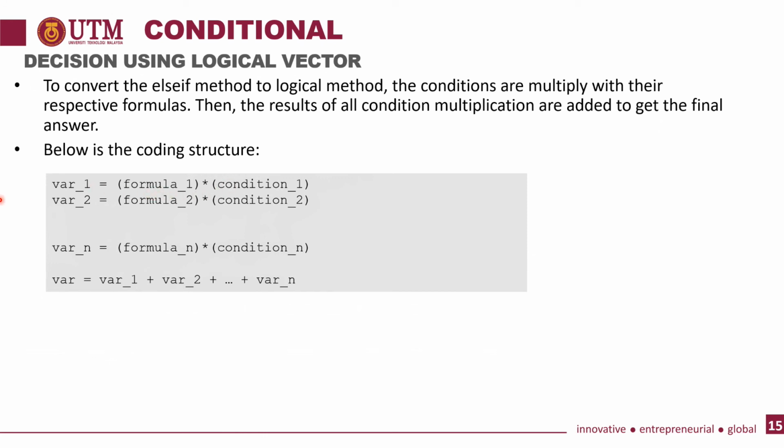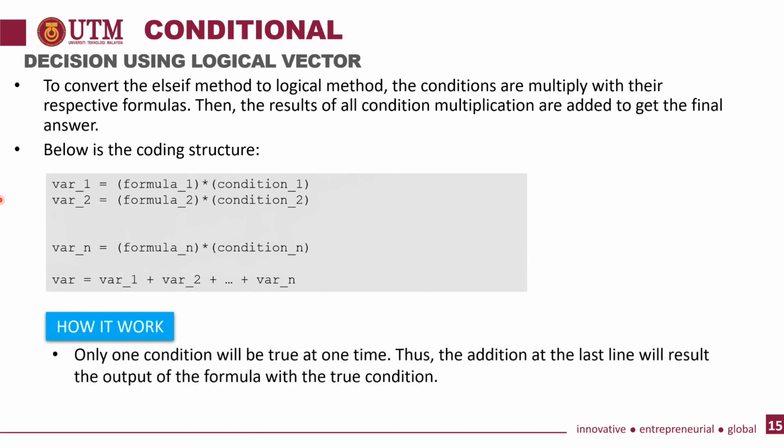Okay, so to get a clearer perspective, let's take a look at the example and how we want to compare it. So how it works: only one condition will be true at one time. As I've said before, only one condition is true. Thus, the addition at the last line will result in the output of the formula with the true condition, because the other conditions will become 0 and the other vars will become 0. So it will choose only the selected var which has the true condition.